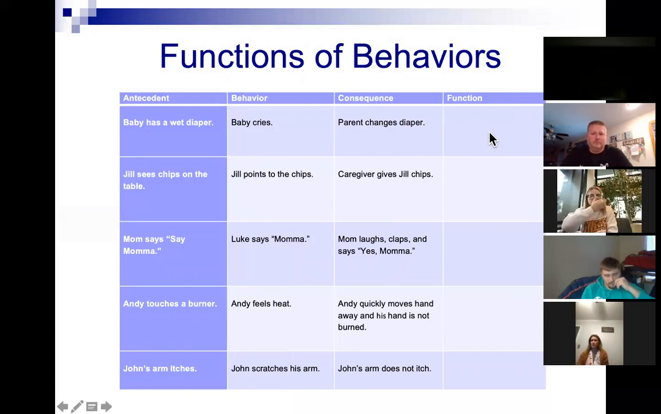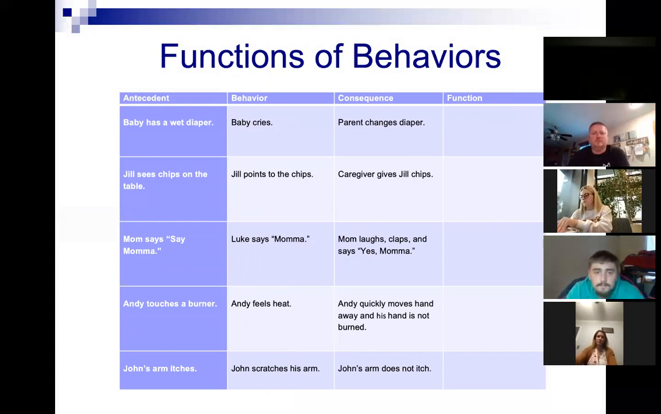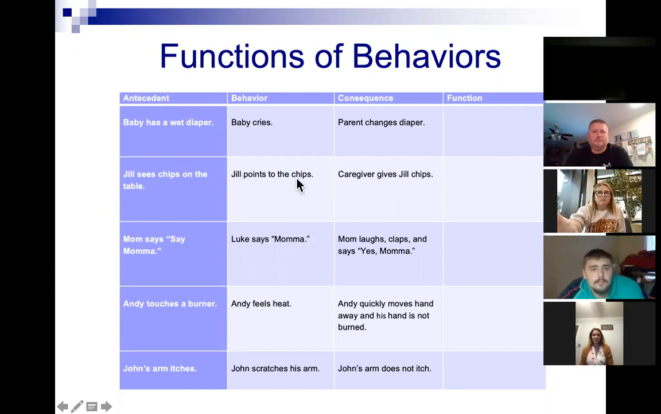I'm going to let you guys talk for a little bit. So anybody can go, just shout it out. What was the function of the baby crying? Attention. And sensory, could be. Access to something. And a dry diaper, right? They want something. They want a dry diaper. Access to a tangible. I want a dry diaper. Get this wet off of me. So it was escape and access.